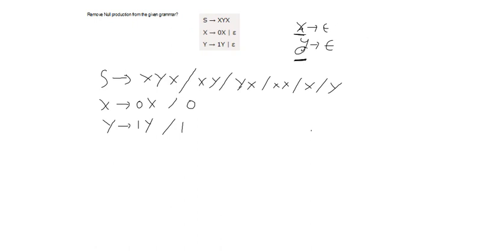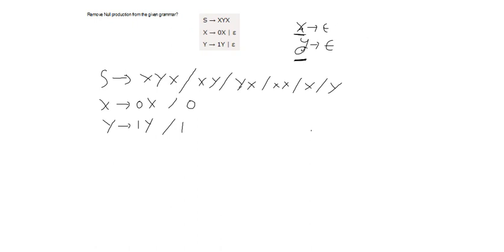Then X implies 0X slash 0. Why does that slash 0 come there? Because of 0X, and X is a null generator, so we should consider that X also as null in the right hand side production, and then only 0 will come. That production will also be written there. Then Y implies 1Y, and assuming that Y is null, you get a single 1. So 1Y slash 1 will be the production line.